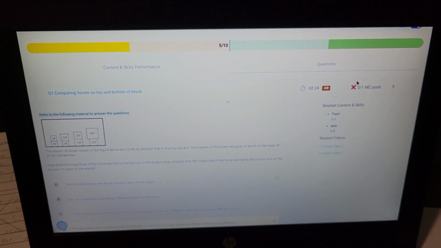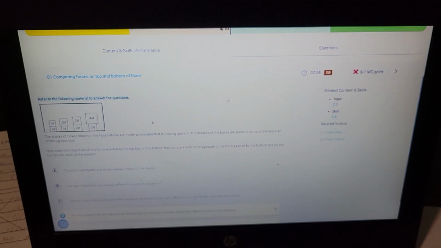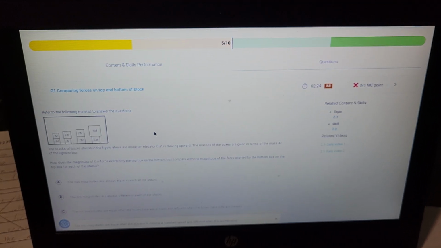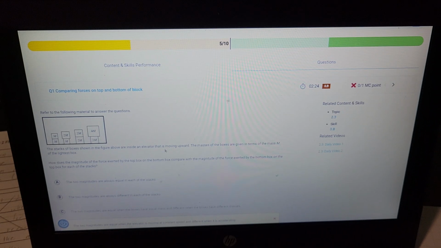Okay, so 5 out of 10. Not bad, but not good either. But that's okay because I understand it now. This problem, I missed a bunch of the conceptual problems, so I don't know how I'm gonna be able to write most of them.